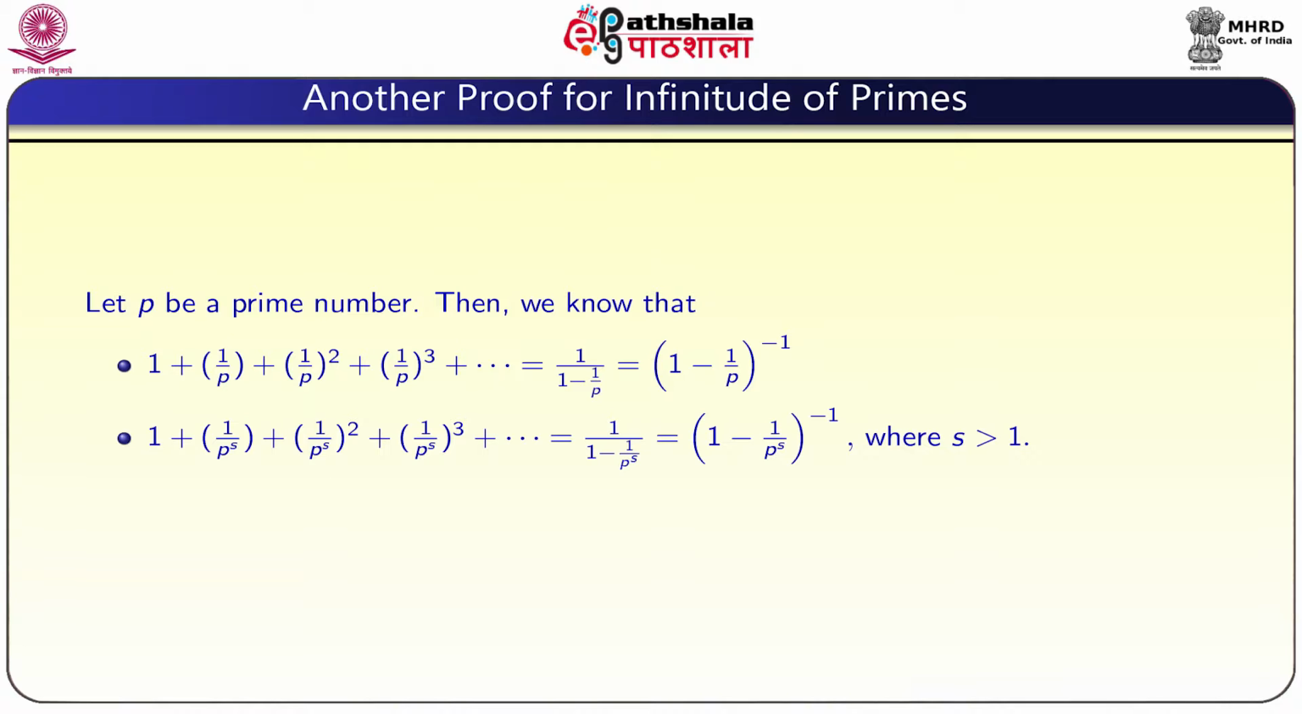So, actually you can extend it. If we assume s is greater than 1, then 1 plus 1 by p power s plus 1 by p power s whole square and so on, that also converges. It converges to 1 by 1 minus 1 by p power s.